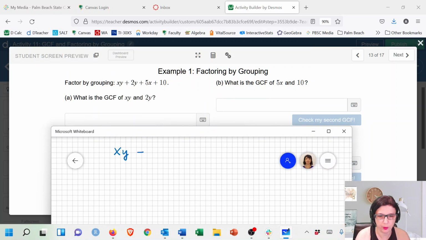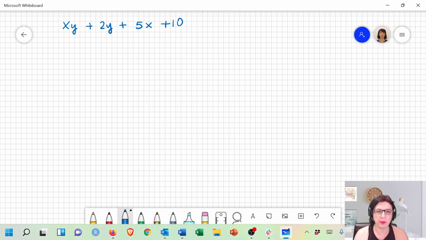So you have xy plus 2y plus 5x plus 10, and we want to factor it. So what does it mean to factor it? It means take this problem and see if you can write the given expression as a product of two things. So that means factor, right? So multiply two things. Okay.